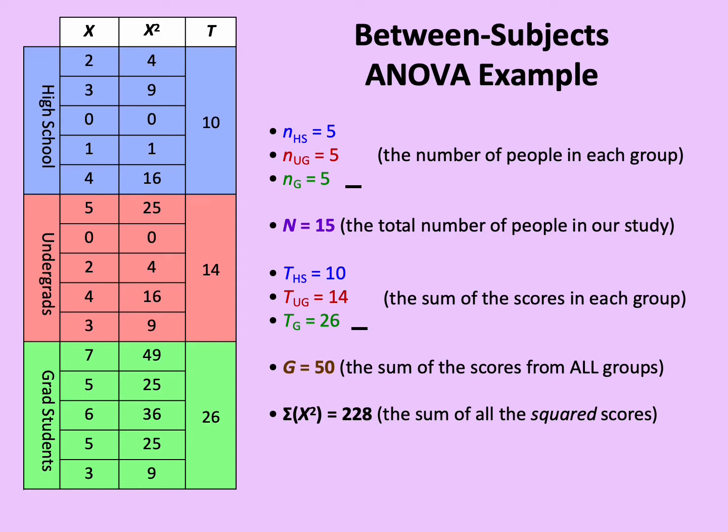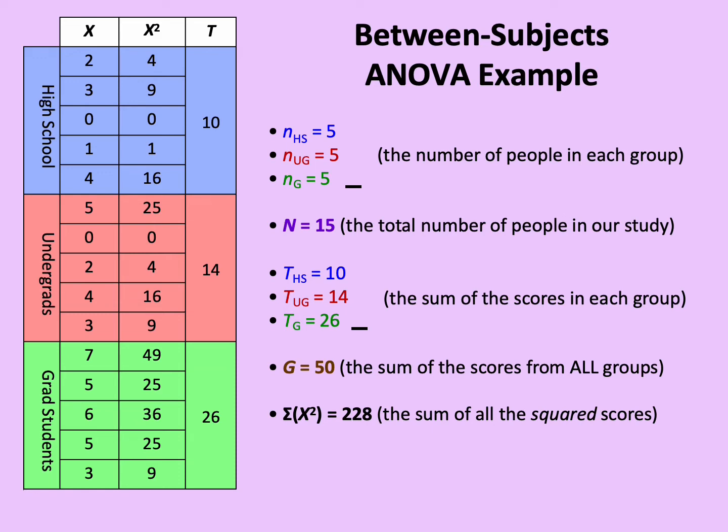Again, our T is the total value of X in each group. So our T is 10 for high schoolers, 14 for undergrads, and 26 for grad students. Right away we're seeing evidence in support of our hypothesis, right? Grad students are drinking over twice as many cups of coffee compared to undergrads.